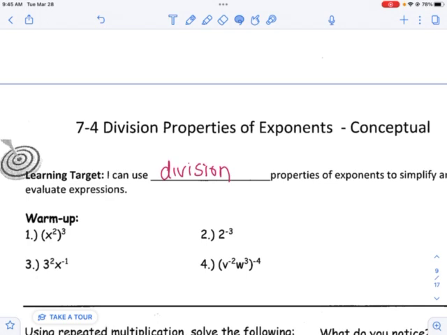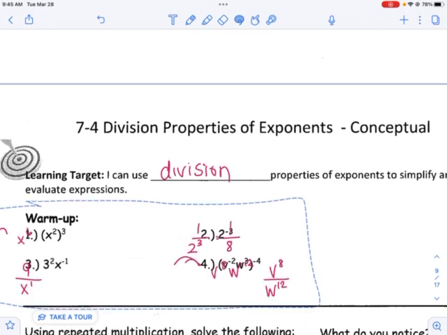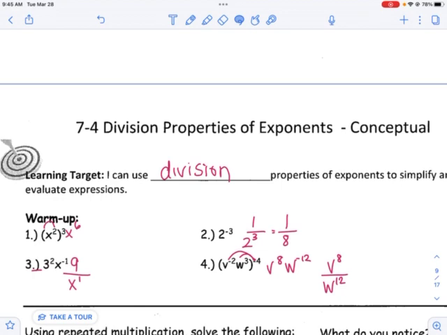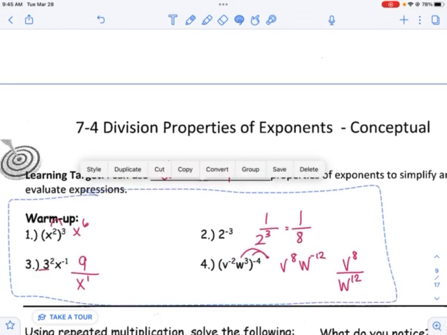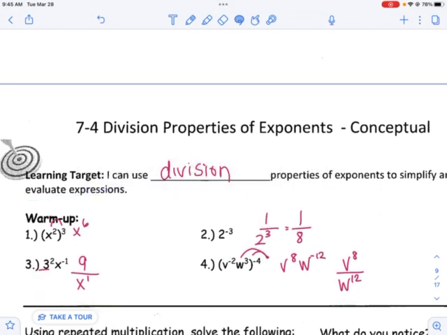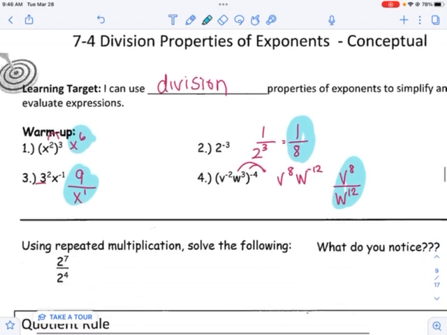Take a minute, do the 4 warm-up problems applying negative exponent rules and power rules, and see how we do. All right, so hopefully we have the following answers. You can take a look at what is highlighted. Those are the final answers that I am looking for. If you have any questions about these warm-up problems, then come see me. All right, let's get started.